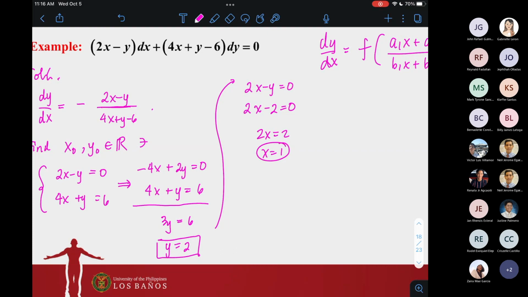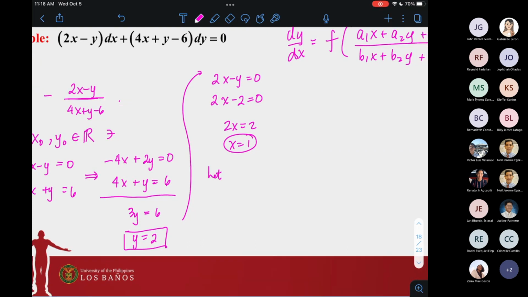So what I'll do now is to let x bar be equal to x minus 1 and y bar be equal to y minus 2. All right? And then that means ang x ay equal kay x bar plus 1 and ang y ay equal kay y bar plus 2. Okay?